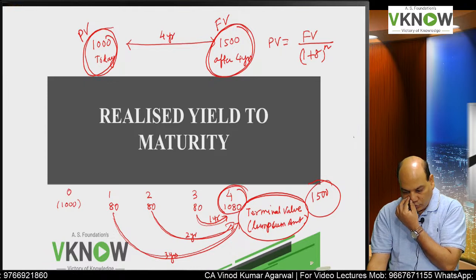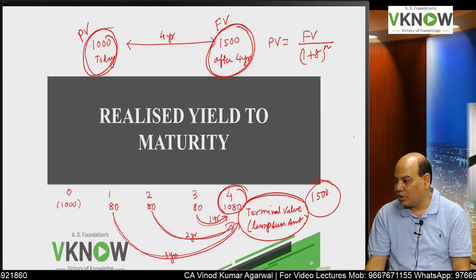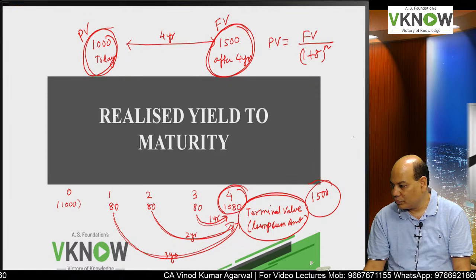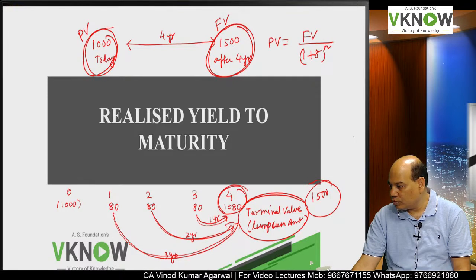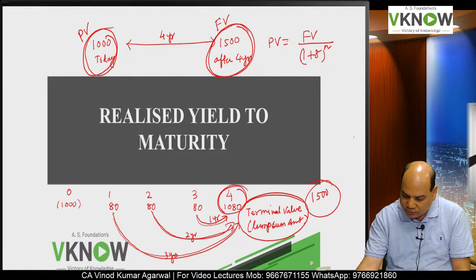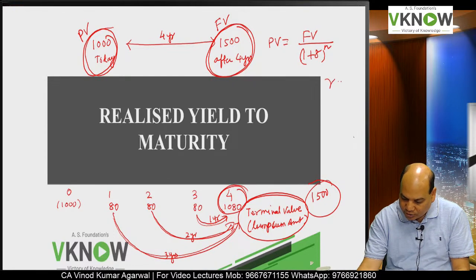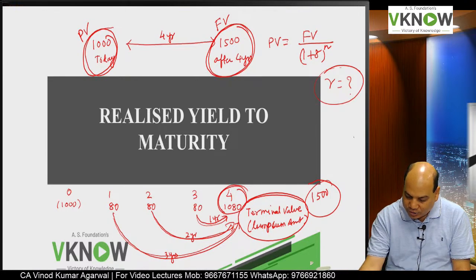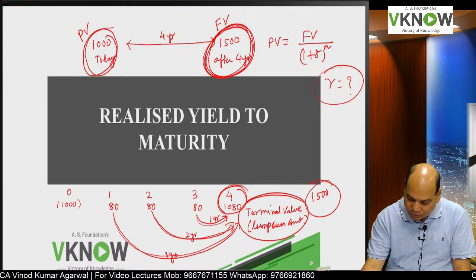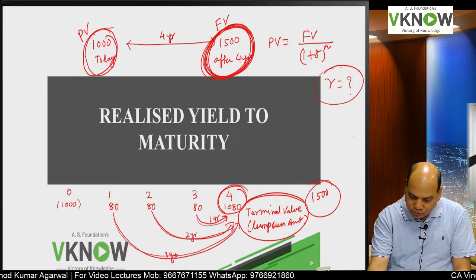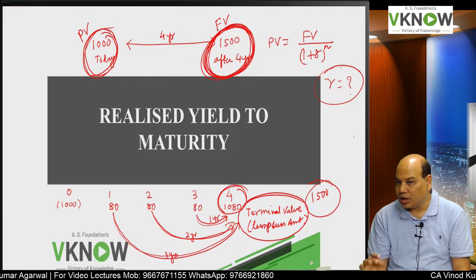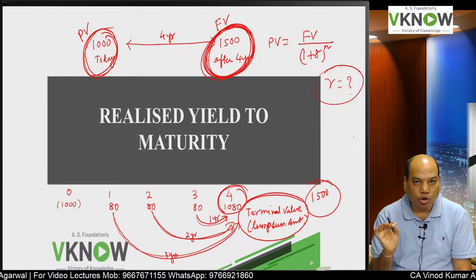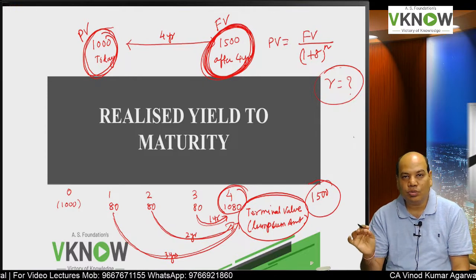Now the student will tell me what is the missing figure we have to find in this equation. The answer is right. Anup is right. He says we have to find R. R is the missing figure. R is that discount rate at which the present value of the future value will be equal to 1000, and that R that we will find is called realized yield to maturity.